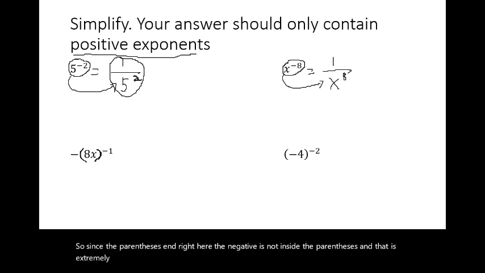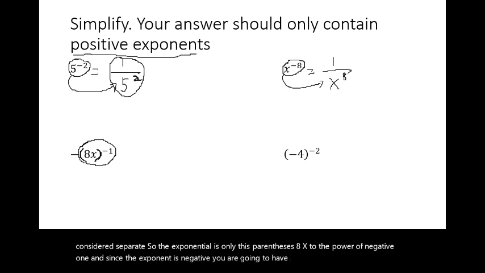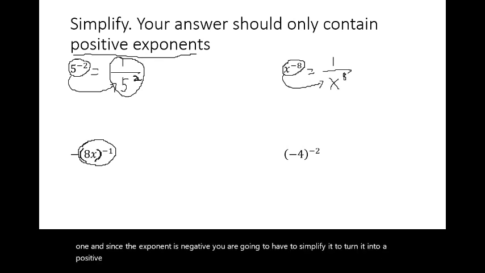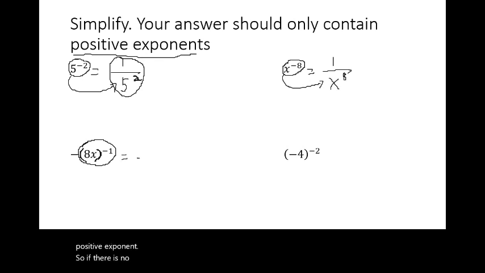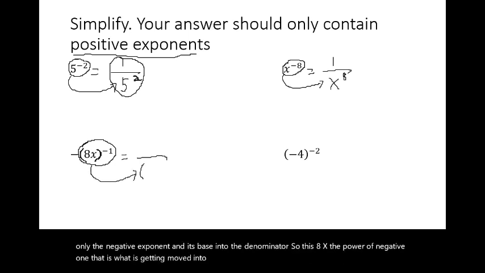That means that this negative is not part of the exponential and is considered separate. So the exponential is only this parentheses 8x to the power of negative 1. And since the exponent is negative, you are going to have to simplify it to turn it into a positive exponent. So if there is no denominator, which there isn't, I'm going to create one. And I'm going to move only the negative exponent and its base into the denominator. So this 8x to the power of negative 1, that is what is getting moved into the denominator, and that will become 8x to the power of positive 1.